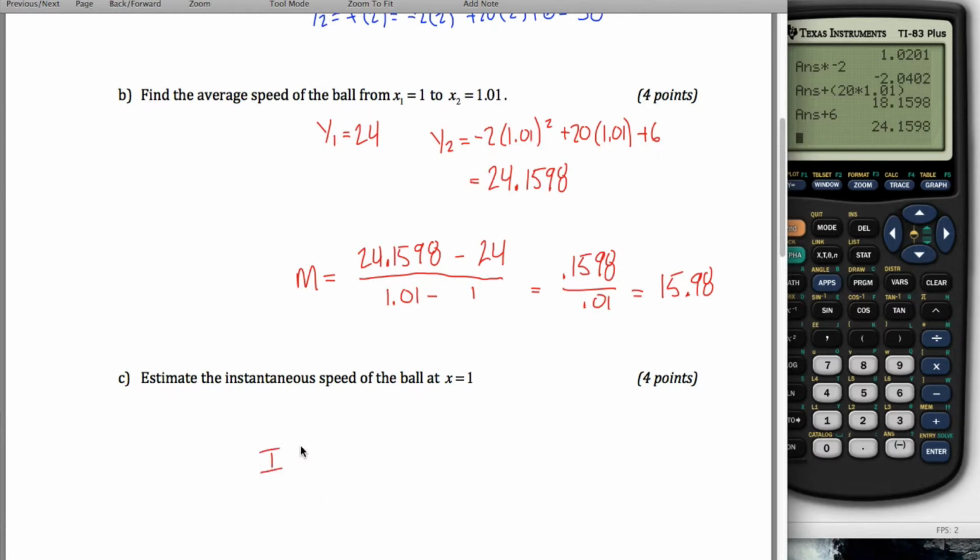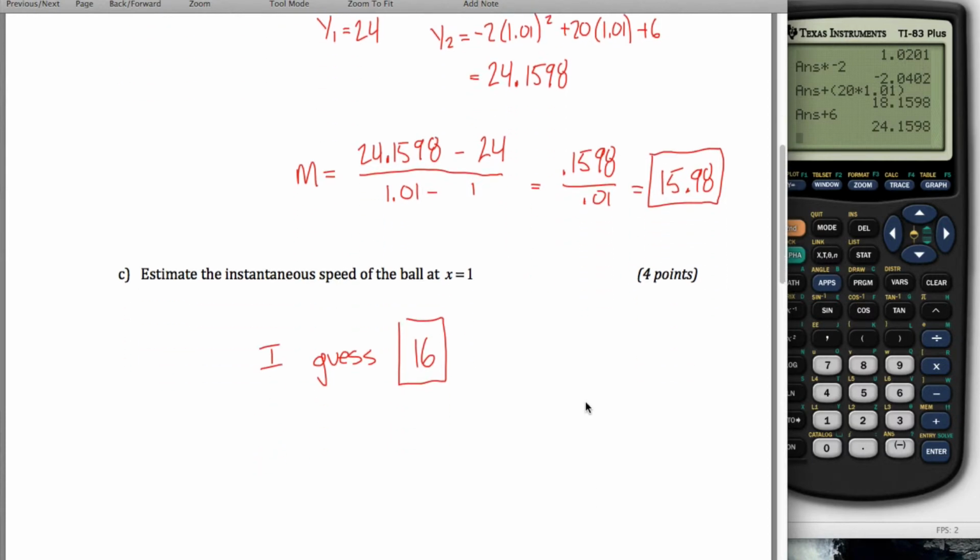I guess 16. That's my guess. Number very close to 15.98, 16. Looks like a decimal point. I meant that as a period. I'll just leave it like this. I guess 16. That's my answer. Call that good enough. It's a very unsatisfying way of coming up with the instantaneous speed. We'll spend a lot more time on this later. But for now, that's all we can do.